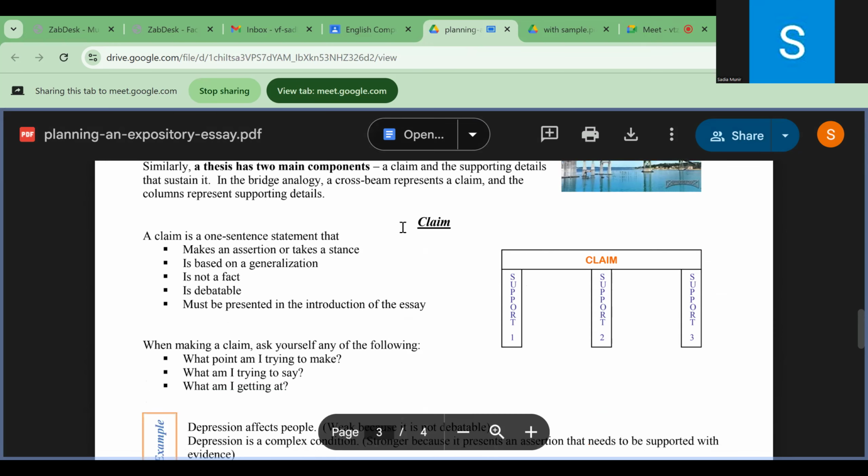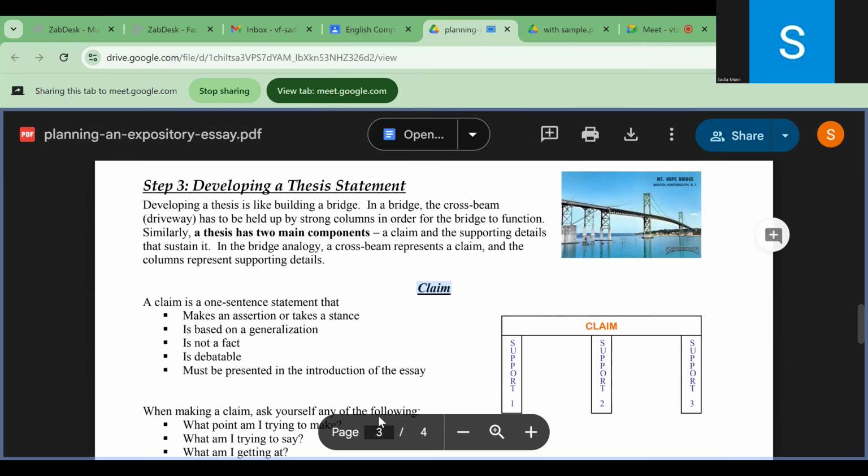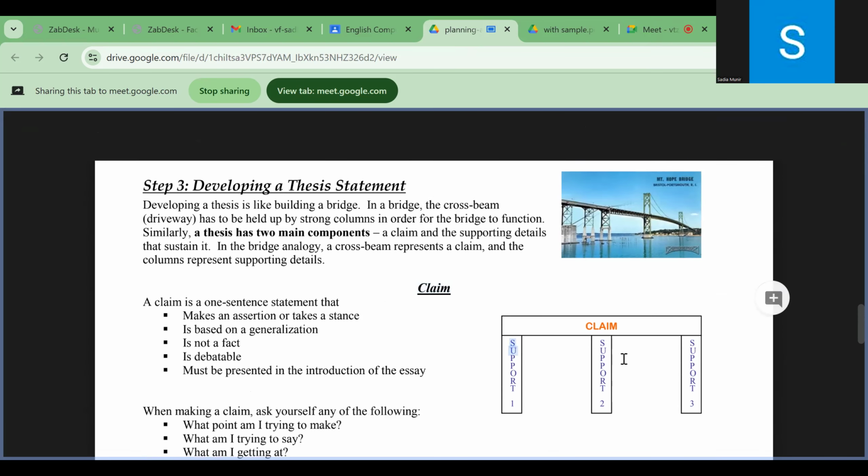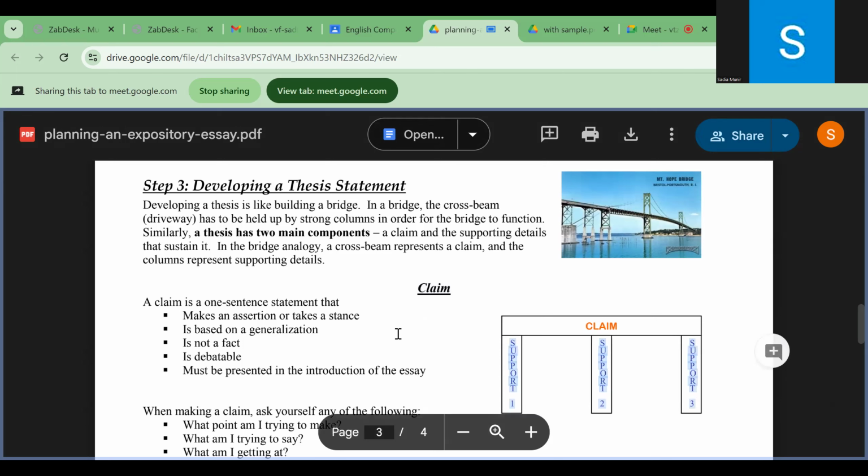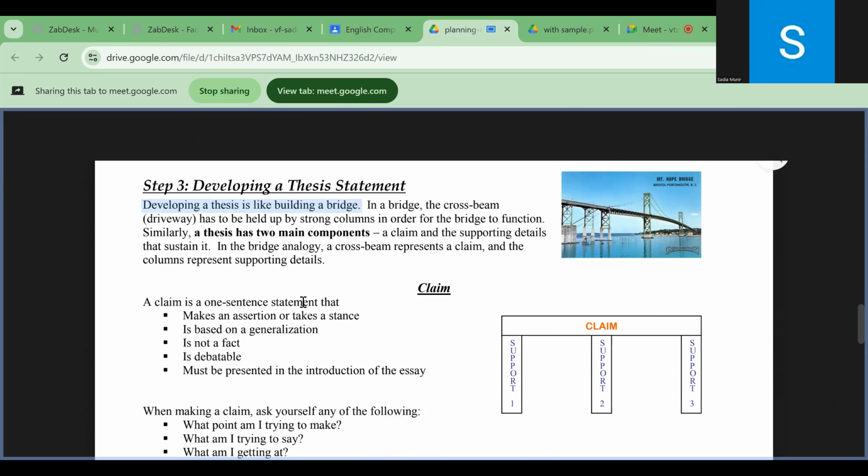Your thesis statement is a claim, and this claim has to be supported by more than two supporting details, right? Developing a thesis is like building a bridge. In a bridge, the cross beam has to be held up by strong columns in order to function. Similarly, a thesis has two main components, a claim and the supporting details that sustain it. In the bridge analogy, a cross beam represents a claim and column represents supporting details.